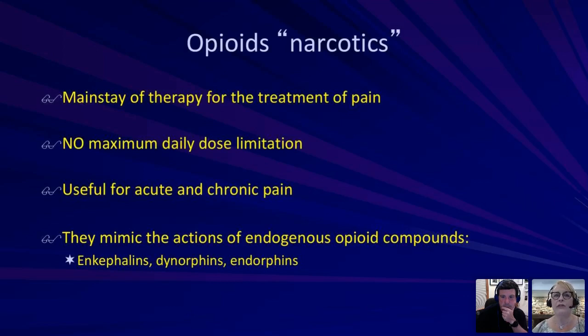And oh, by the way, if you broke your femur and went into the ER, they would give you 2 milligrams IV push of morphine. So how can somebody be on hundreds and hundreds of milligrams of morphine and still living, breathing, and walking? Well, we'll talk about why that is.